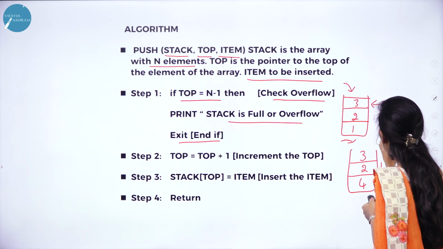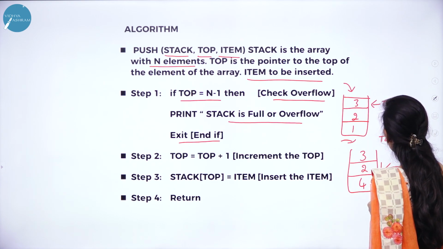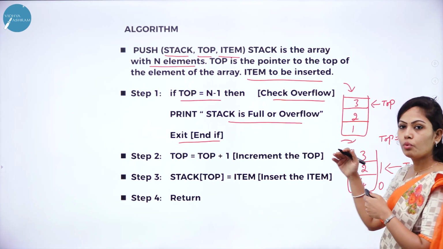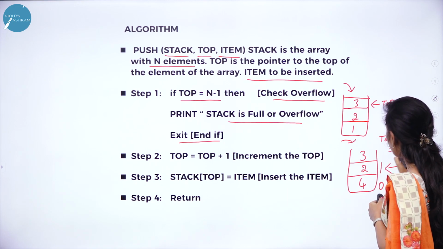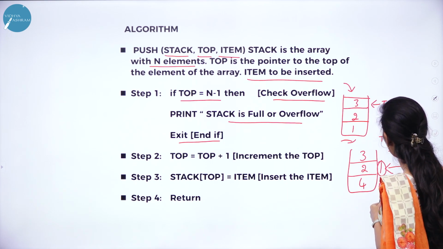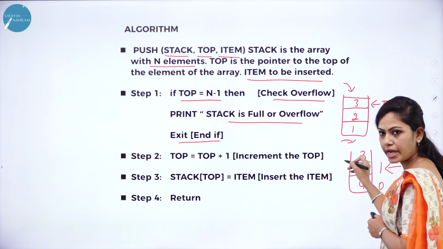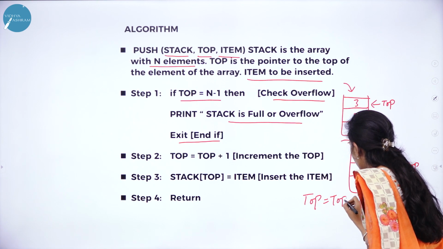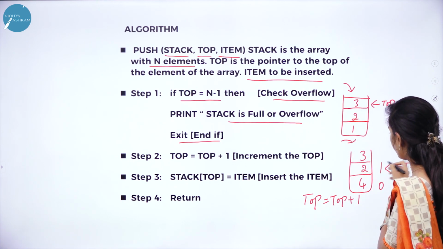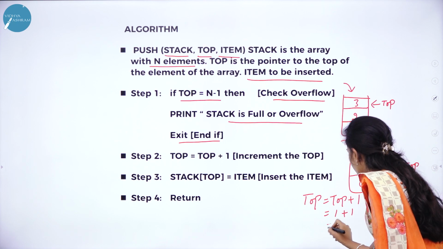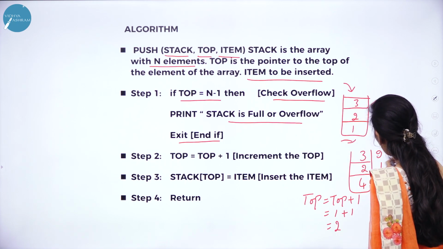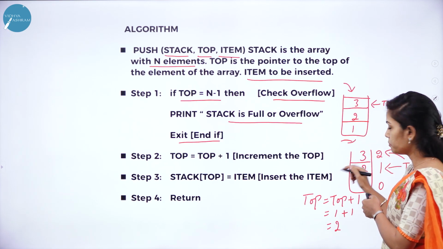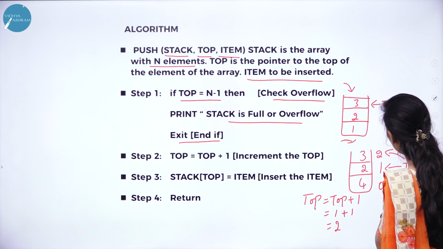So I can use top is equal to top plus 1, which means I am going to add one extra item called 3. What is the top here? The top value is 1, and 1 plus 1 is 2. Now the top will point to this side. So I added one new item called 3, and the top value will become 2.